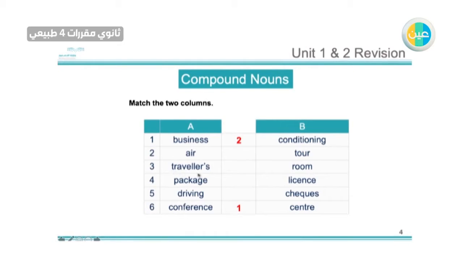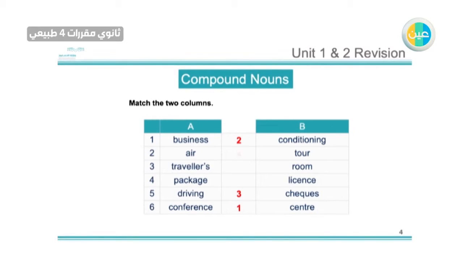3. Travelers. Something here from these words that completes the word traveler. What do you think? Most people who used to travel used to have these things with them. It is travelers checks. Travelers checks. So they used to have travelers checks instead of having a credit card or a Visa card or whatever.